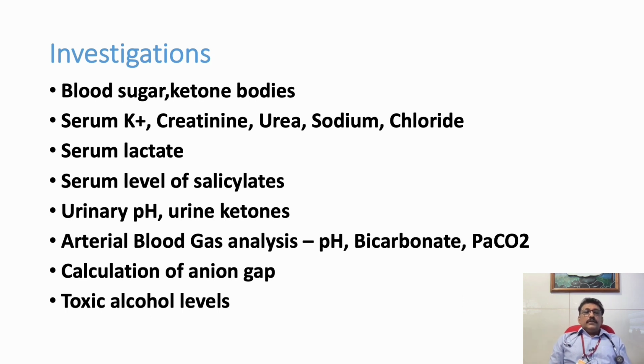Then we have to see blood sugars, ketone bodies to rule out DKA, serum potassium, creatinine, urea, sodium, chloride. All these things you can do to rule out kidney failure. Lactate levels more than 2 are significant. Serum levels of salicylates if you are suspecting salicylate poisoning. Urinary pH and urine ketones are also very important to know whether it is renal tubular acidosis. Arterial blood gas analysis we have seen in the previous slides. Anion gap calculation is very important. Toxic alcohol levels, if you are suspecting toxic alcohol induced problems, we have to send.